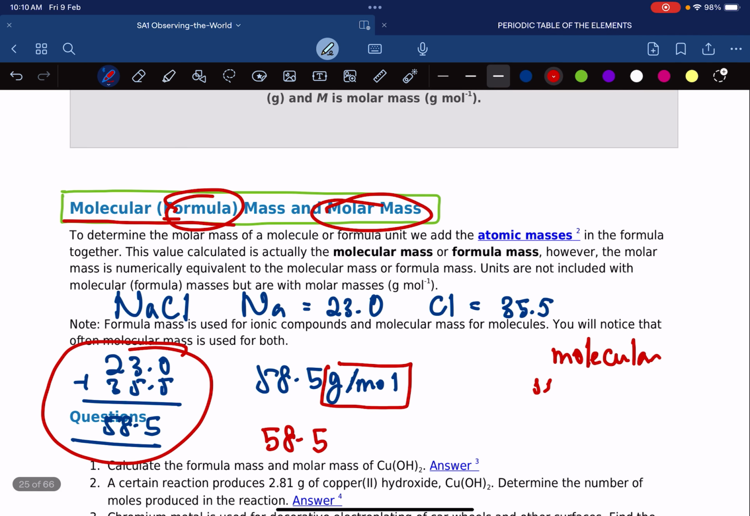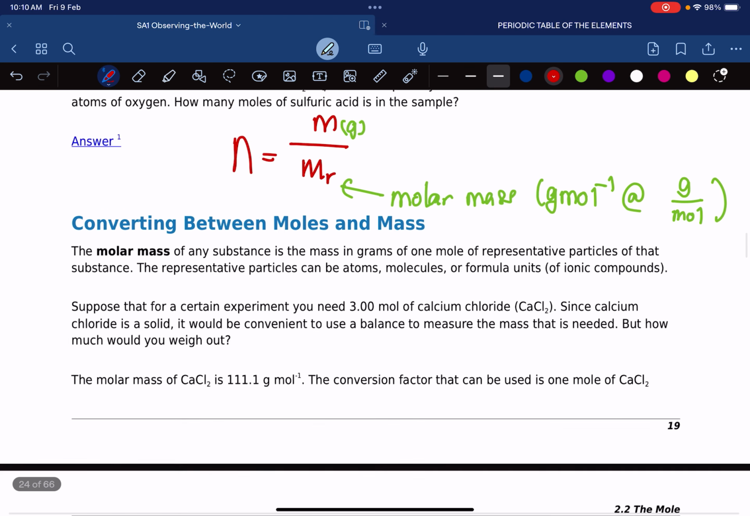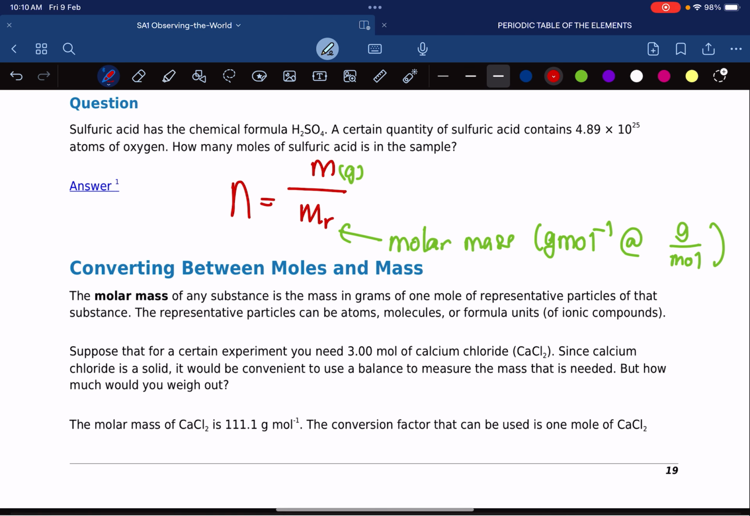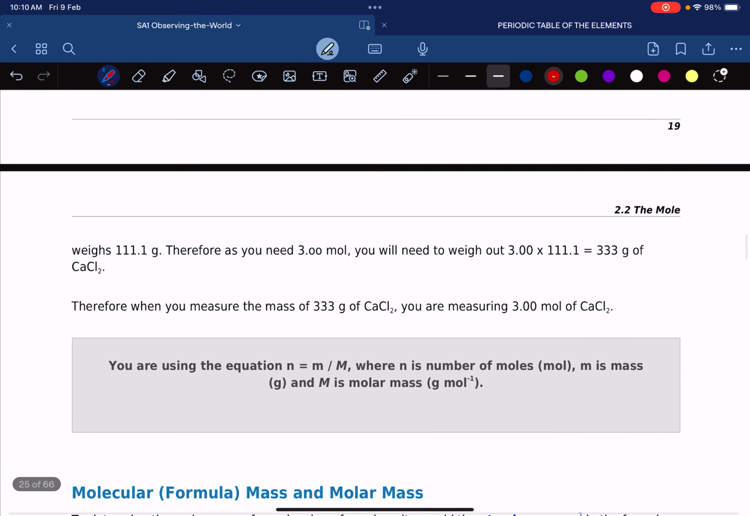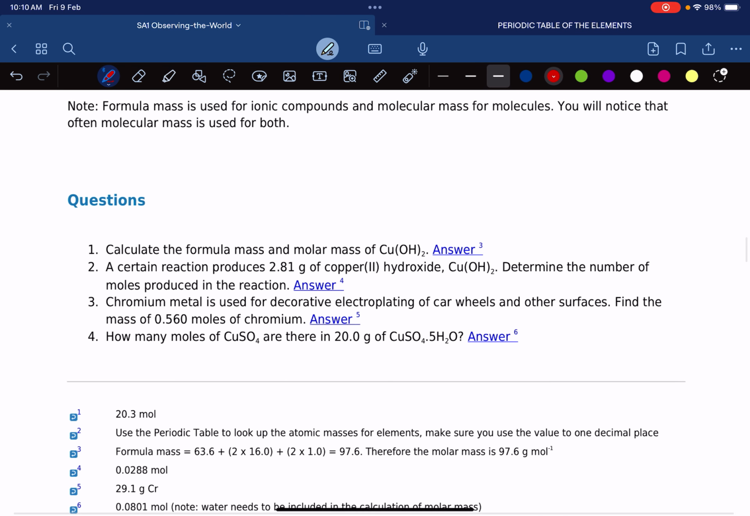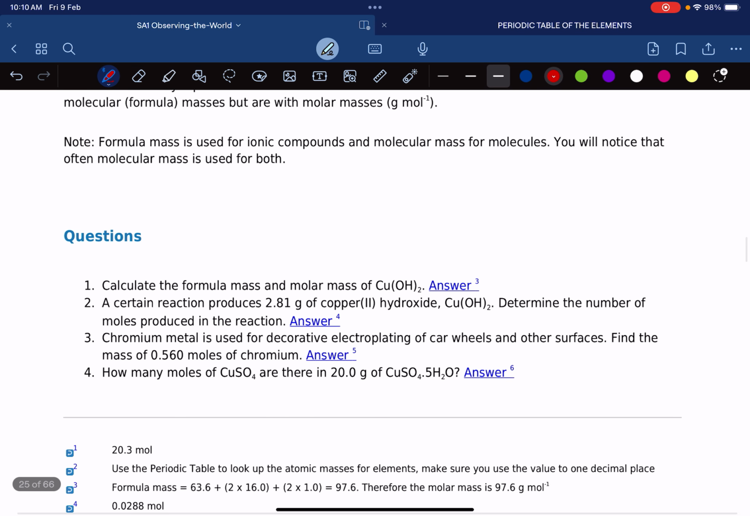Okay, let's clear the page. Let's come back to this. So what we're going to do is use this formula when we are doing calculations. It's extremely easy. Let's do this question here. The first question says, what's the formula mass and molar mass of copper hydroxide?